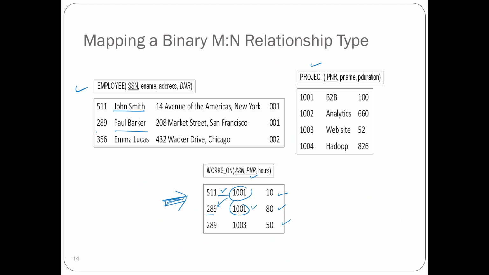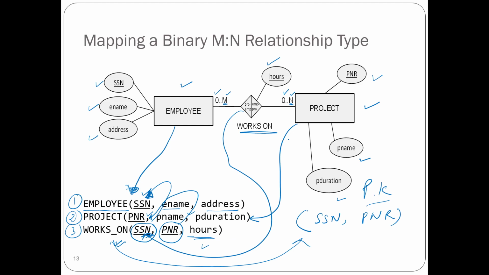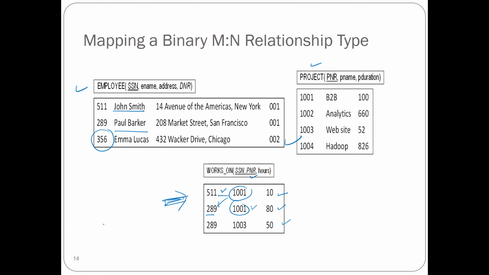Now, can we have a case where an employee is working on no project? For that, 356 is not present here. So yes, an employee can work on 0 projects. So that cardinality is also satisfied. How about the case where a project has 0 employees? For that we'll have to look at the project column over here, the PNR column. 1001, 1, 1 and 13. So 2 is missing and 4 is missing, right? So all the cardinalities are being satisfied by this mapping. Very interesting case.